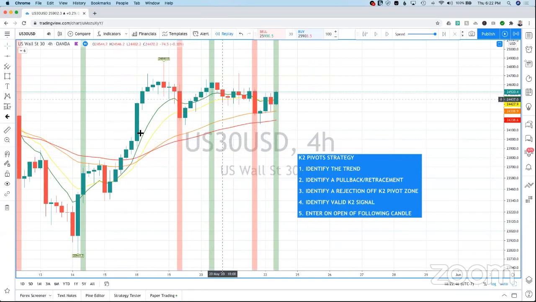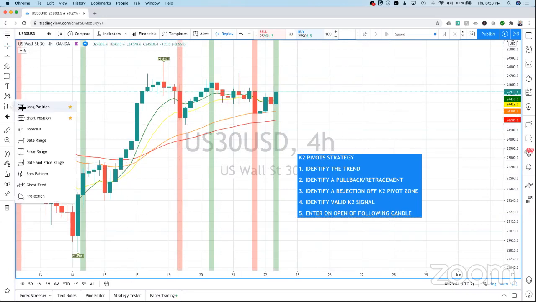We've identified the trend, it's trending upwards. We've identified a pullback retracement. Right here, you can see price pulled back and retraced. Lastly, we want to identify a rejection. We identify this rejection, and once we get a valid K2 signal like we did right here, we can enter on the open of the following candle. So let's enter a long position right here.